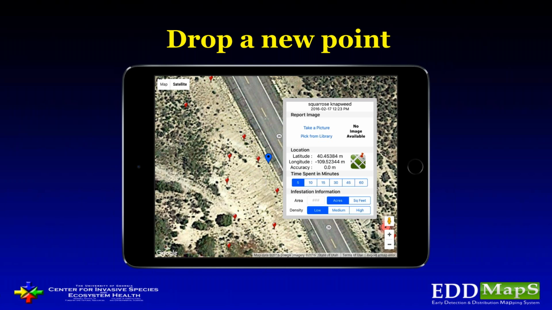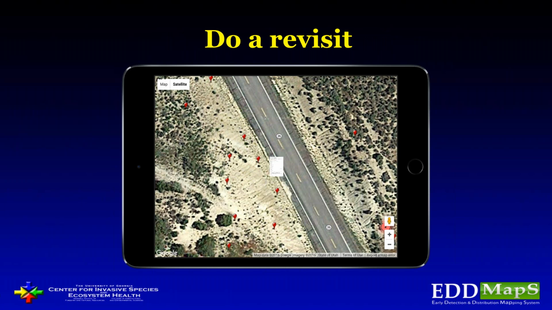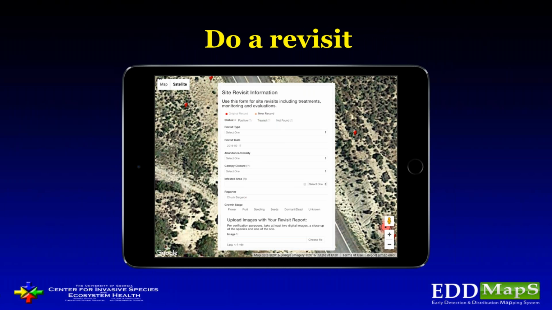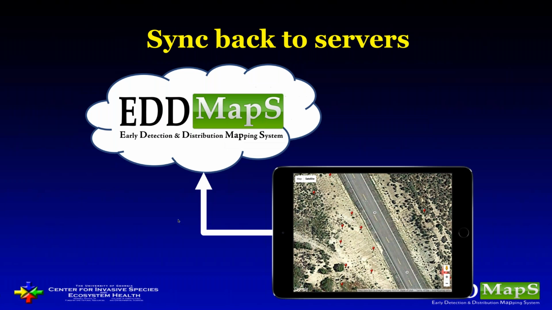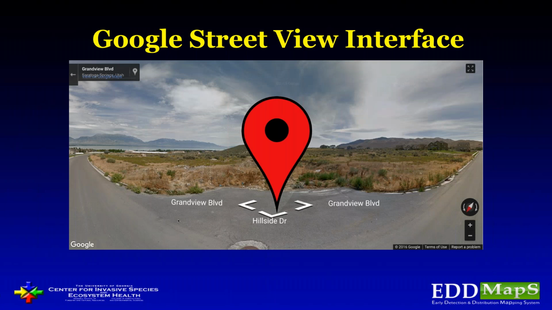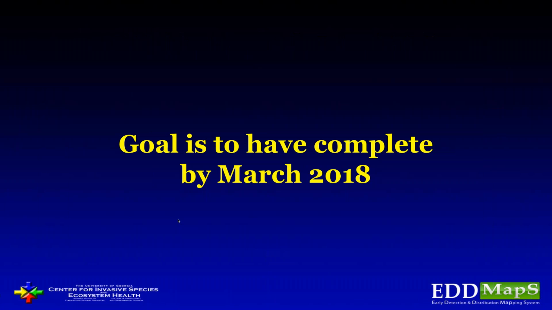So you can drop a new point, put information about that new point, and also select existing points and do revisits on those. Then at the end of the day, that will sync back to the server, and you can download that data again and have the new data as it was updated. We're also looking at other ways to tie that in to even Google Street View, with it launching in March of this year. So that's an overview.